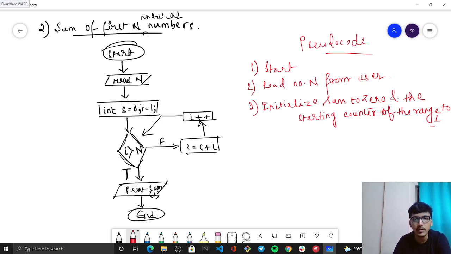Now let us see how we are going to progress. Check if... I'm writing starting counter as SC. Please don't write it during the examinations and anywhere else. I'm writing it for the sake of convenience so that I can make the video a bit shorter. Check if the starting counter is greater than the number accepted from the user.